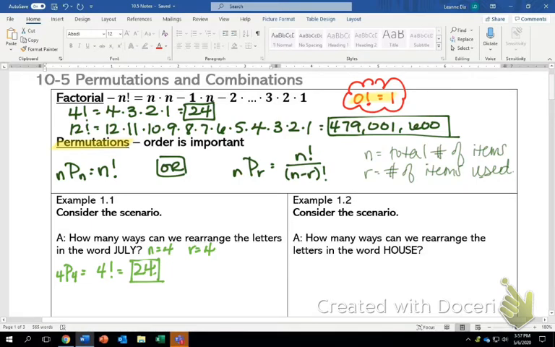the word house? In that word house, we have 5 letters, 1, 2, 3, 4, 5, and R is going to be, again, 5, because it doesn't specify how many we need to pull out. It just says how many ways can we rearrange all the letters. So 5 permutation 5 is going to equal 5 factorial, which is 5 times 4 times 3 times 2 times 1, which is going to be 120.